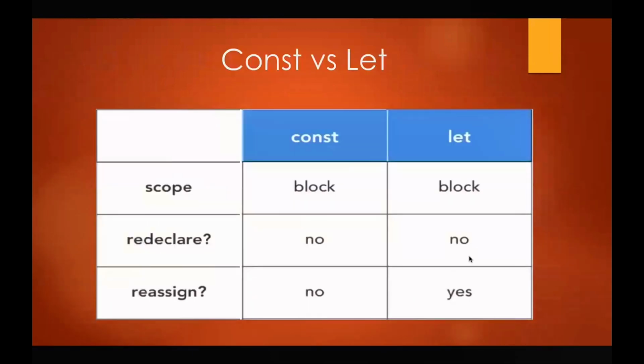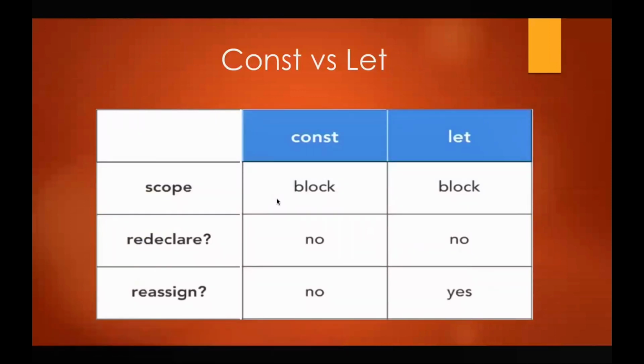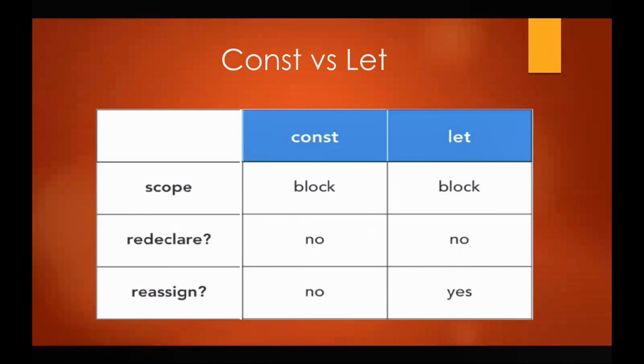Now we will see the difference between const and let. So now we know a few points about let. Let's see what const is. Here we have scope. Both let and const have block scope. Block scope means the let and const variable will be accessed only within a block. Now redeclare. Can we redeclare a const variable? No, we cannot redeclare. If we try to redeclare, it will throw us an error. Similarly, we can't redeclare a let variable.